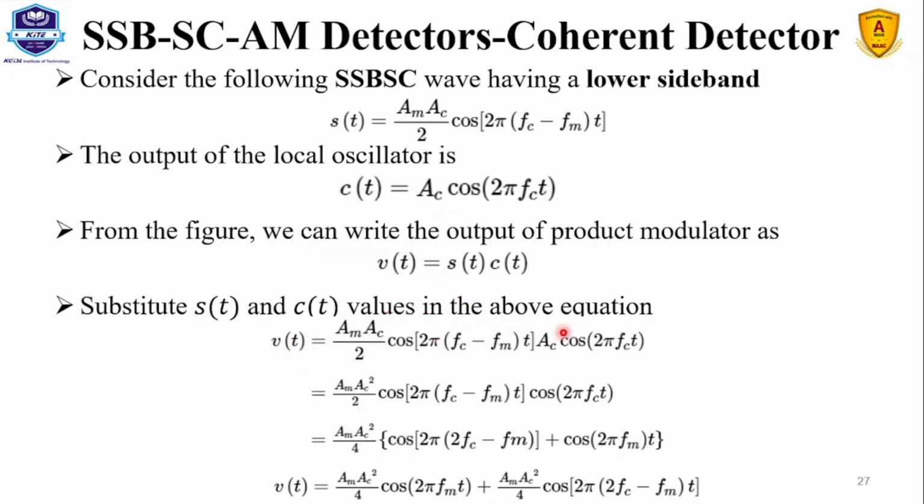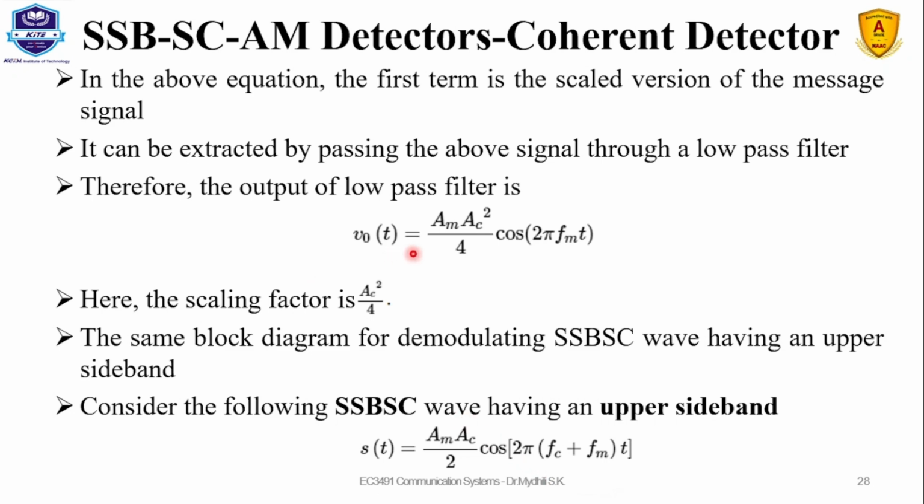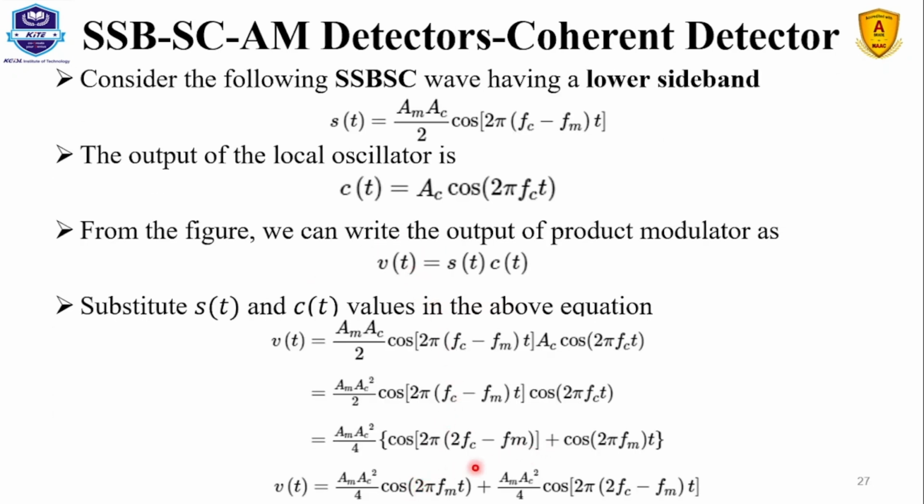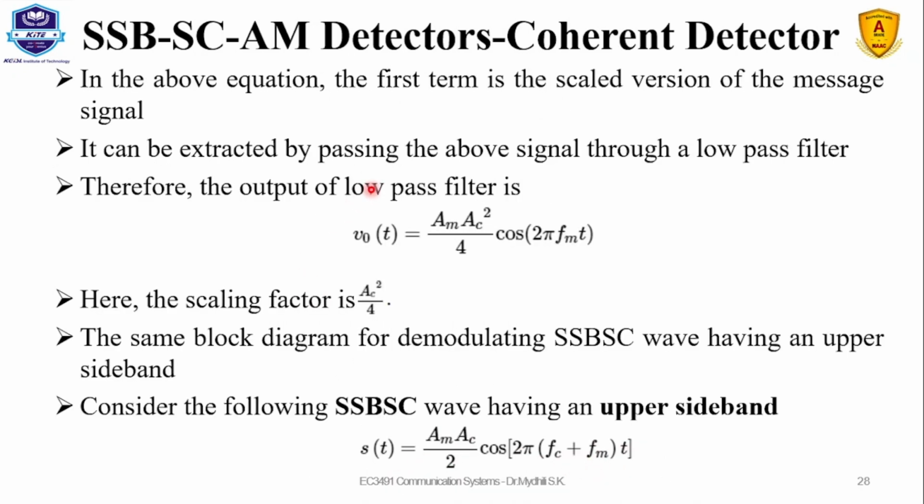After substituting the corresponding values and solving, we obtain terms in AM AC square with a product of cos terms, where the cos A cos B formula is used. We obtain V of t in terms of AM AC square by 4 cos of 2 omega mt plus AM AC square into cos of this term. Here you could see two terms are present, and we want only the message signal, whereas the other signal is to be suppressed. So this is the desired equation.